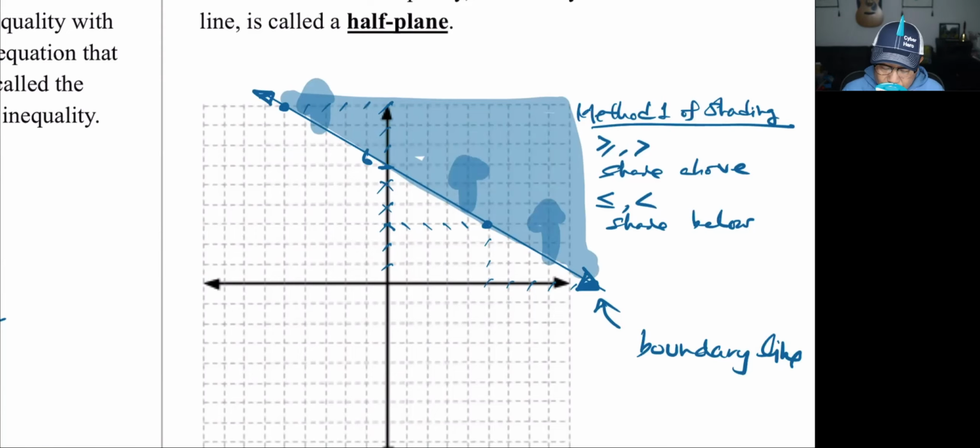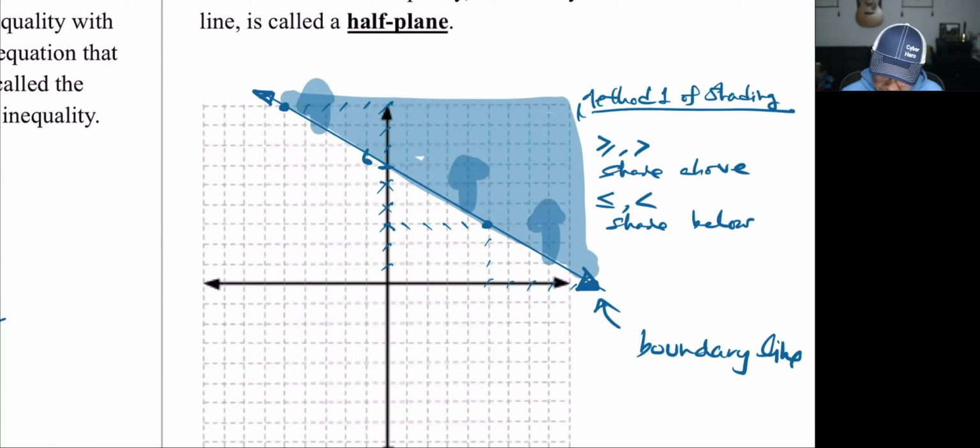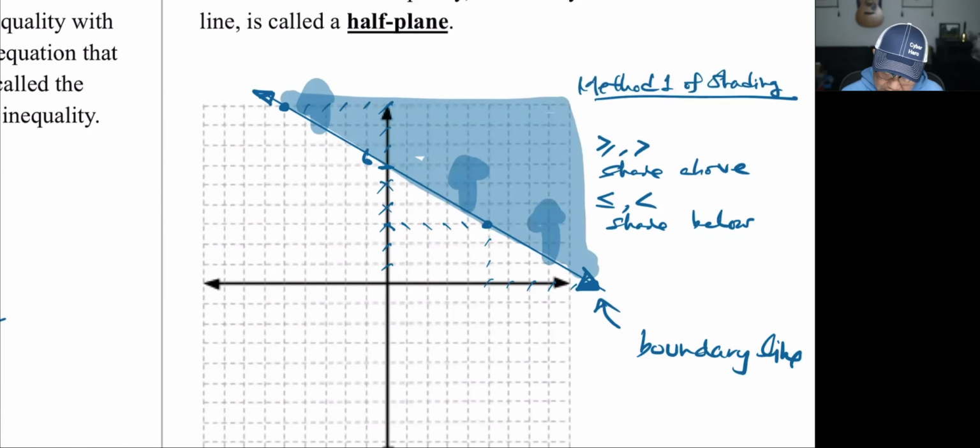However, in order to do this, we need to have the equation in the following form. Let me just move this out of the way. For this method, you really want to have it in terms of slope-intercept form. Solve for y. Because we're saying y is greater than or equal to, or y is less than or equal to, or less than, it has to be in that expression. Otherwise it gets a little tricky.